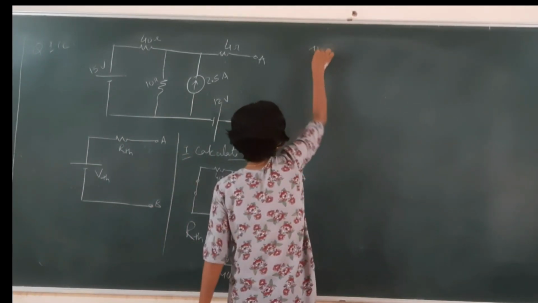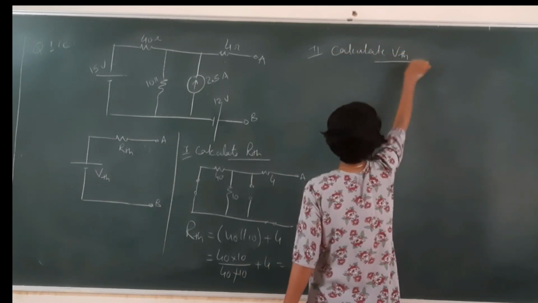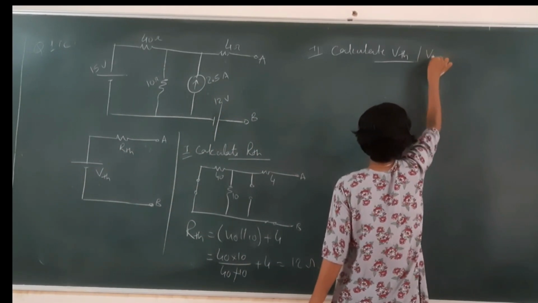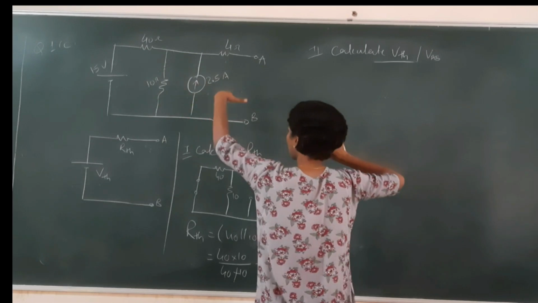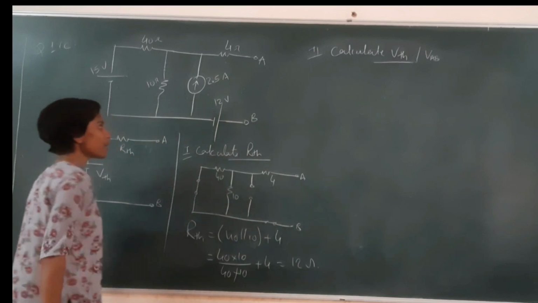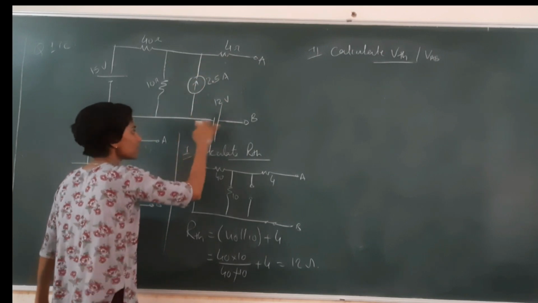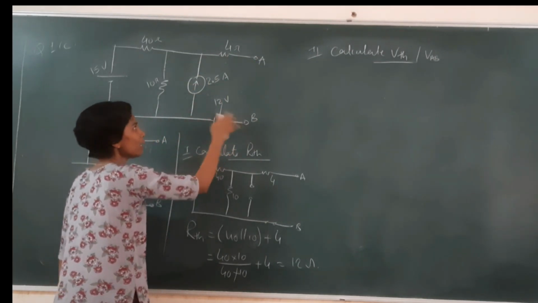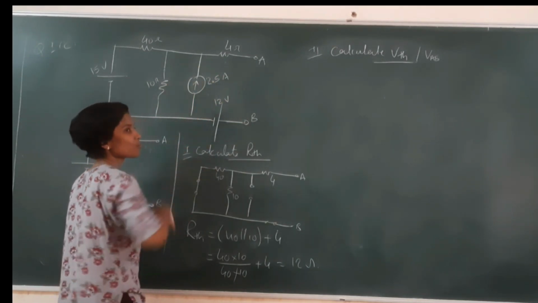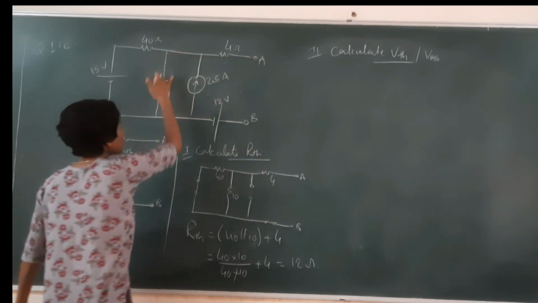Now what is the next step? That is the calculation of VTH, or we can say VAB, the voltage across A and B. Here this is the circuit and we have to find the voltage across A and B. That means we have to choose a path through which we can get the value of voltage. The first path is this, but we cannot calculate the voltage here. Why? Because the current source is here, so we cannot calculate the voltage across a current source. Now what is the next path? This is my next path, so I am going to do the calculation over this path.